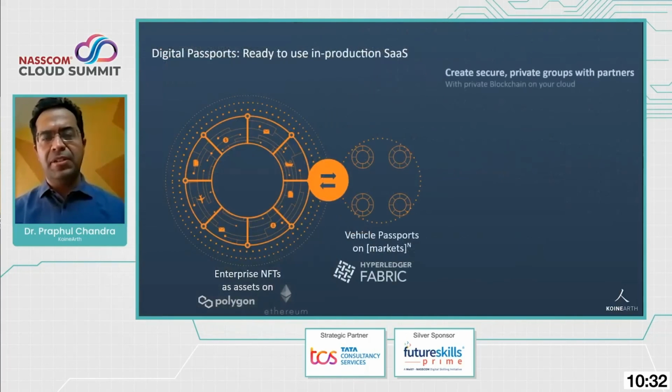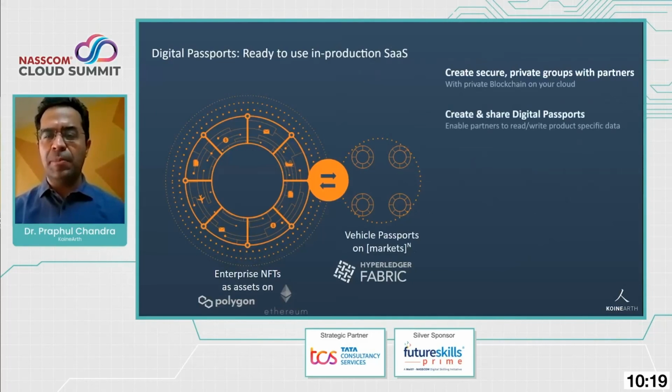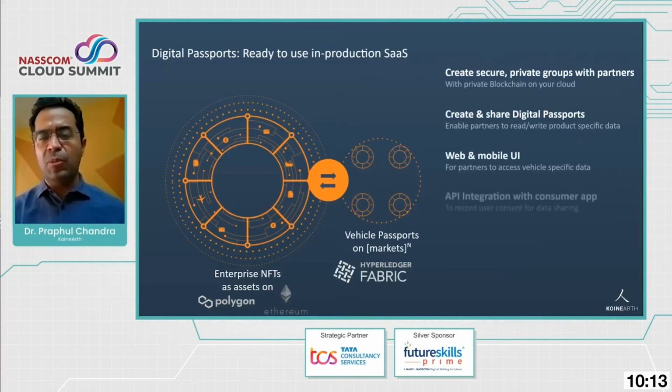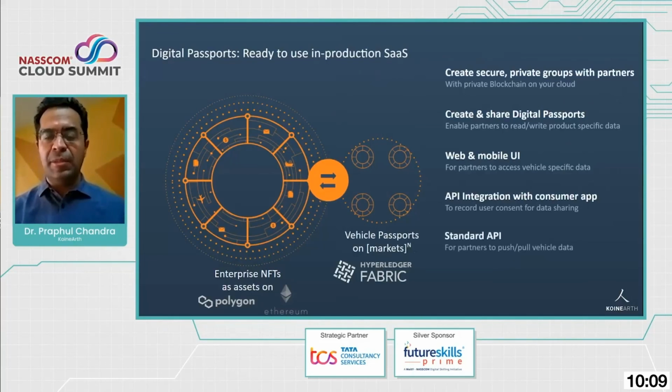Now, there are some benefits that we have built in our solution to explicitly support product passports. We enable brands and enterprises to create secure private groups using private blockchain technology. And you can create digital passports, which enable different partners to read and write product data into the passport. We have web and mobile UI. There's an API integration, which is available for apps. And the APIs are pretty standard for partners to push and pull data. So the platform is available as a ready-to-use SaaS.